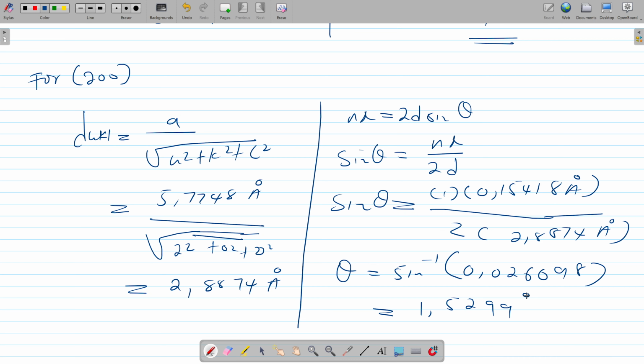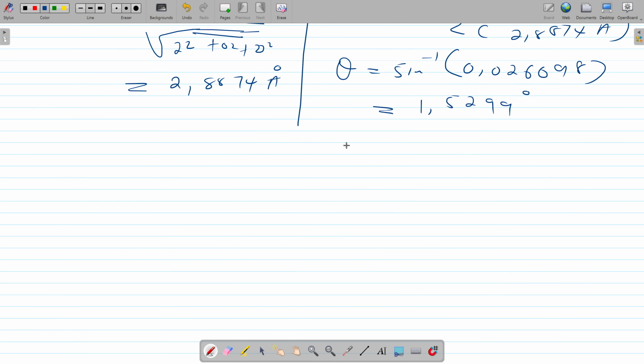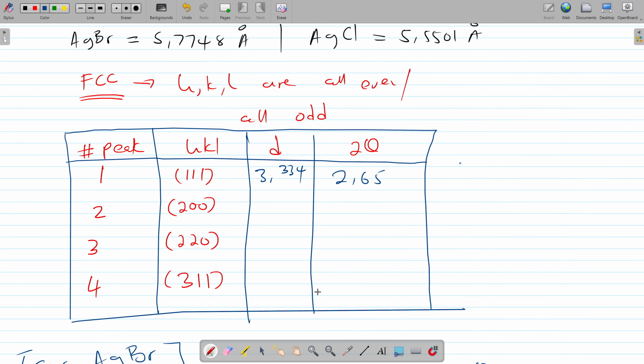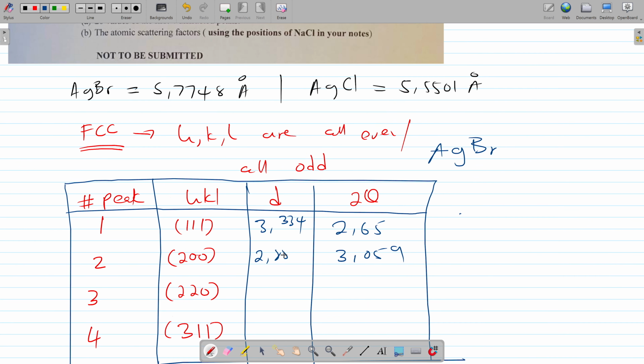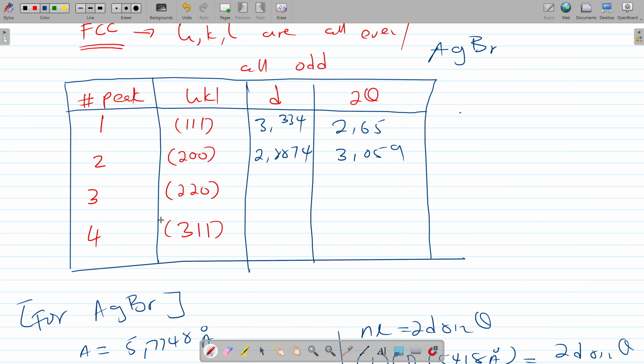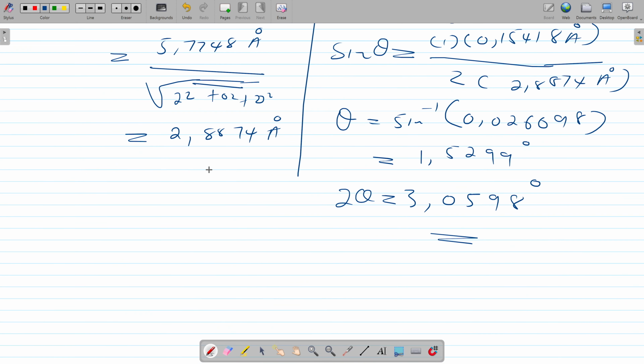And the arc sine of this is going to be 1.5299 degrees. And remember, we're not looking for theta, we're looking for 2 theta, so we multiply that by 2 to get the following. 2 theta is going to be 3.0598 degrees. So here is what we have for the second peak, right? Remember, this table here is for AgBr, which is silver bromide. So for our angle of 2 theta here, we have 3.059, right? For our d spacing, we had 2.8874, like that. So for our third peak here, let's look at our third peak. We have our third peak at what?